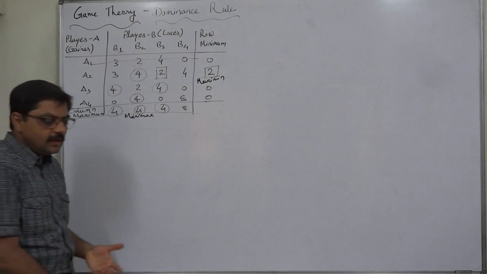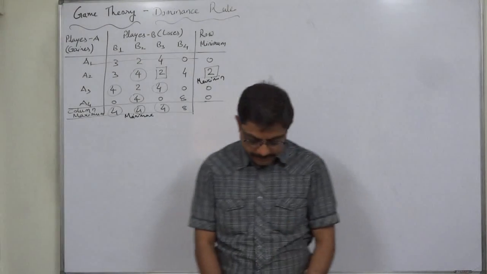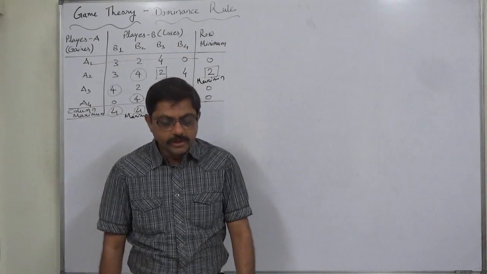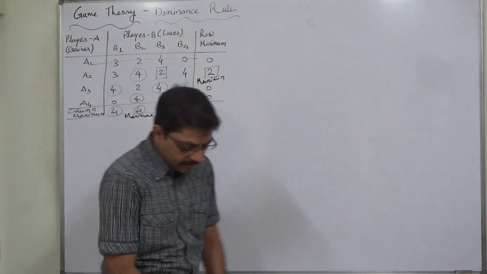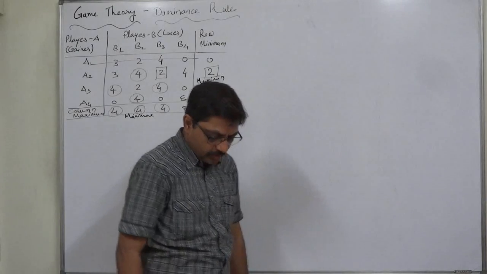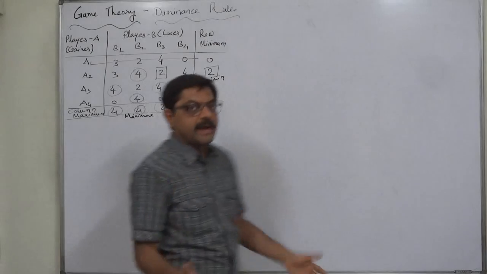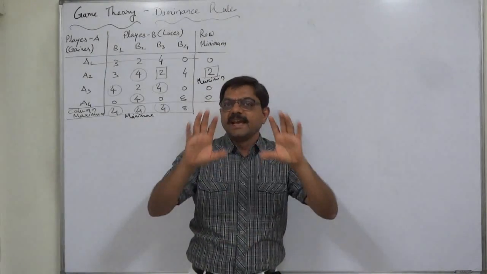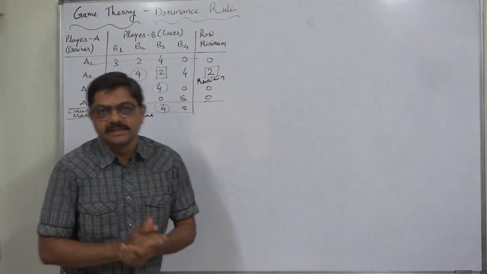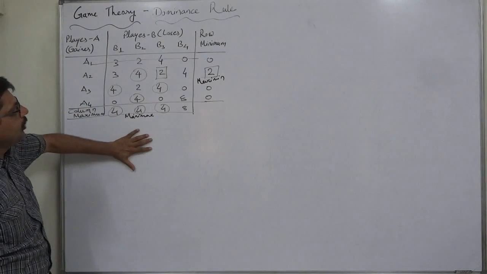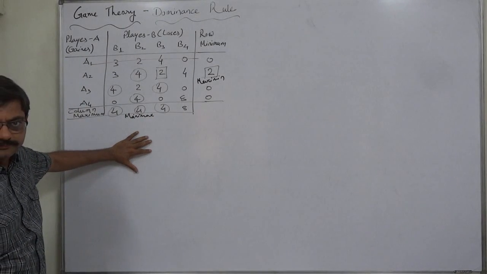So first we need to use the dominance rule to reduce the game to the lowest possible order, 2x2. The discussion of this case is totally on the use of dominance rule.